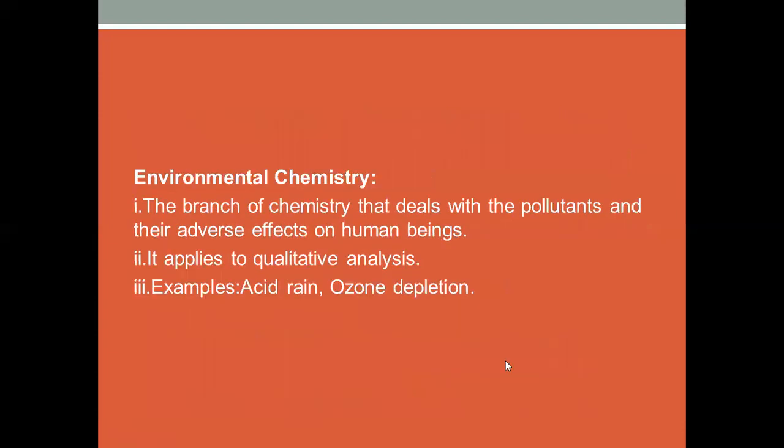Environmental chemistry, the branch of chemistry that deals with the pollutants and their adverse effects on human beings. It applies to qualitative analysis. Only we are analyzing the quality, like what are those pollutants which cause the pollution, or which cause diseases in human beings or in plants or in animals. So over here we are not finding out the quantity, only the qualitative analysis, like what are those compounds or pollutants which pollute the environment and have an effect on living organisms. Example, acid rain, ozone depletion, these are environmental issues.